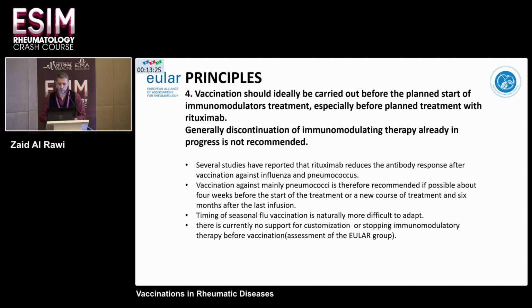Vaccination against mainly pneumococci is therefore recommended, if possible, about 4 weeks before the start of treatment, which is not usually possible because we have a patient with a flare-up and we have to do something, and then vaccination will come later. Or maybe 6 months after the last infusion. So until the effect of medication ceases from the body, then we can give the vaccine so that we expect the body to produce antibodies.